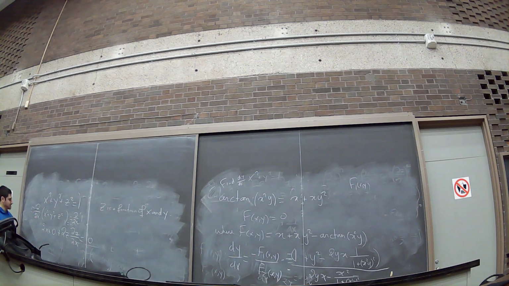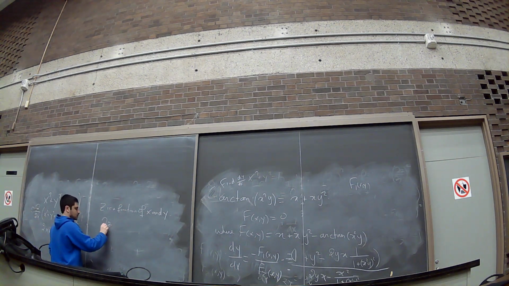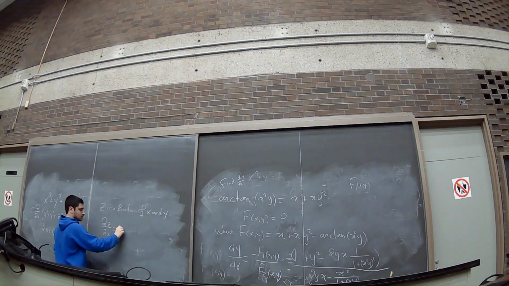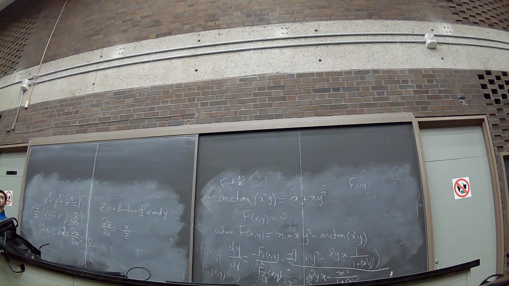This is 2z del z del x. Can you solve for del z del x? Minus x over z. Now what is del z del y? Minus y over z.